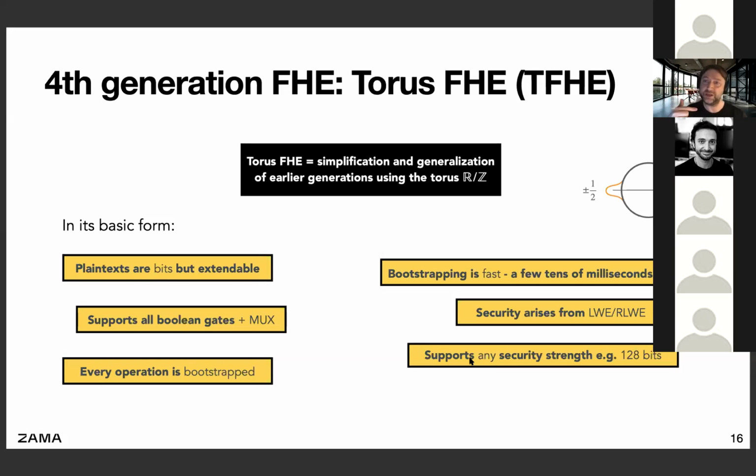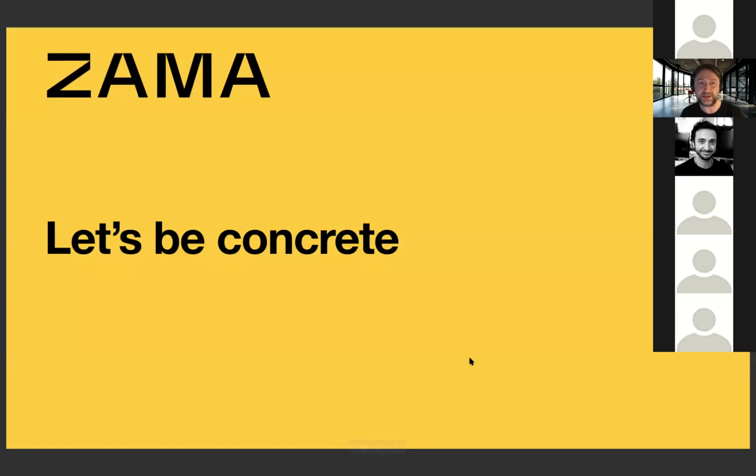And every operation is basically bootstrapped. But at the same time, the bootstrapping is super fast. It's a few tens of milliseconds. At the same time, we can guarantee the security of the scheme. It arises from learning with errors, or ring learning with errors. So you'll see, if you're interested in FHE and you look at the literature, most of the schemes are actually relying on this complexity assumption. And the security of LWE is well understood now. Still a work in progress, but we can definitely guarantee a certain level of security.